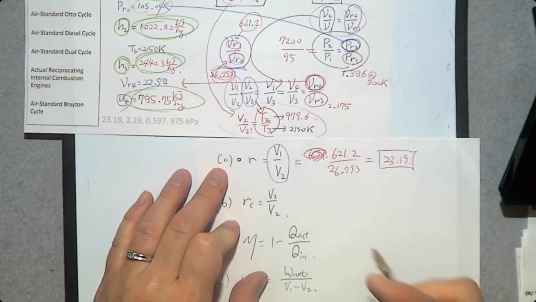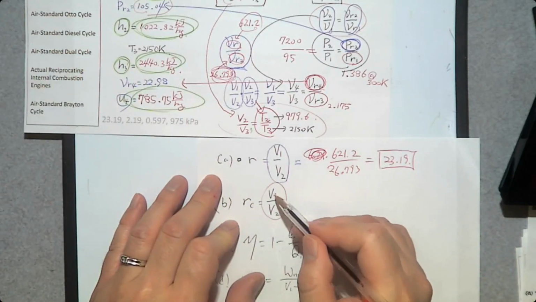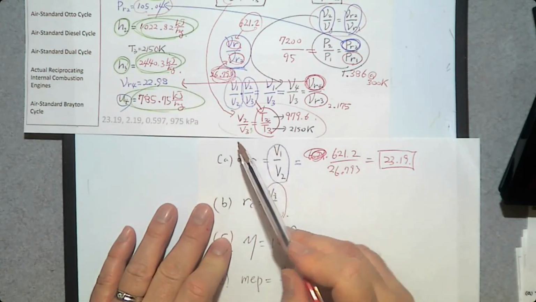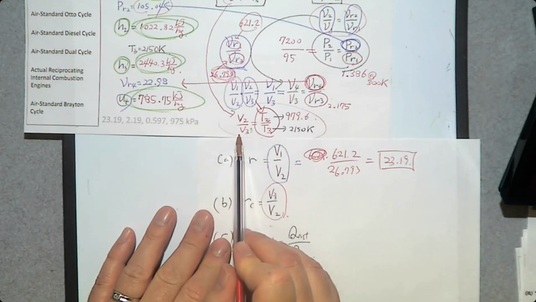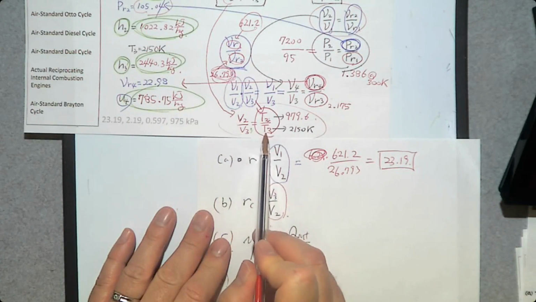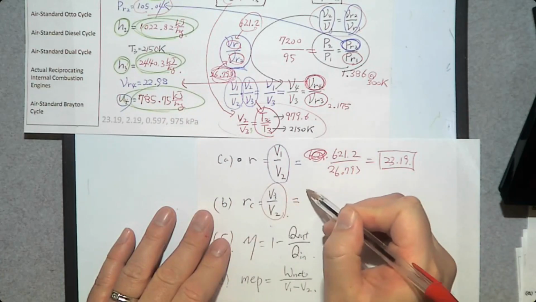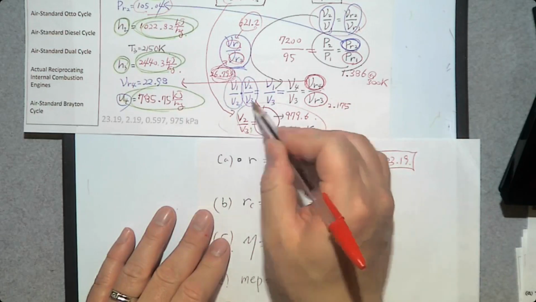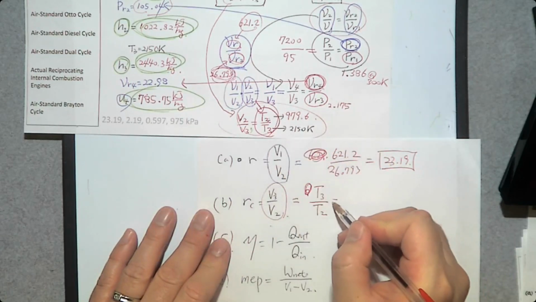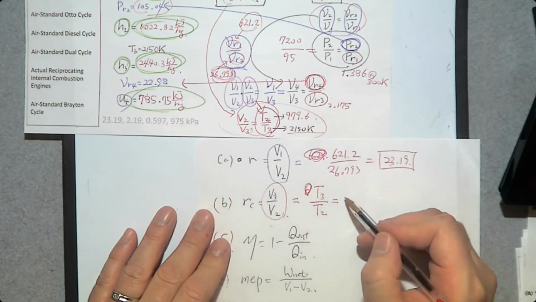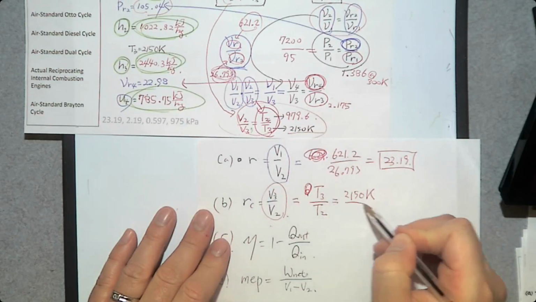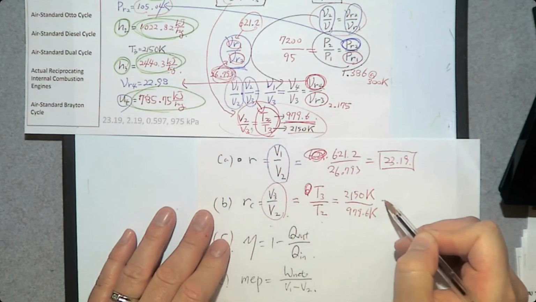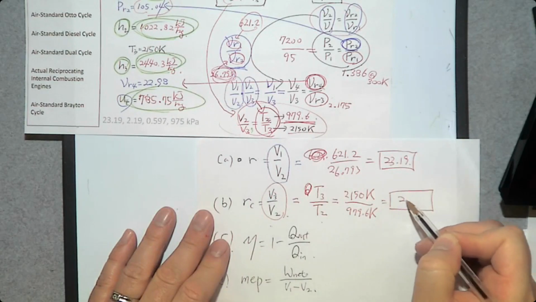What about the cutoff ratio, V3 over V2? I think we already calculated it somewhere. V2 over V3 is T2 over T3, so this is going to be T3 over T2 according to this one. And we already know T3 is 2150 Kelvin and T2 is 979.6 Kelvin. So you can determine the cutoff ratio, 2.19.